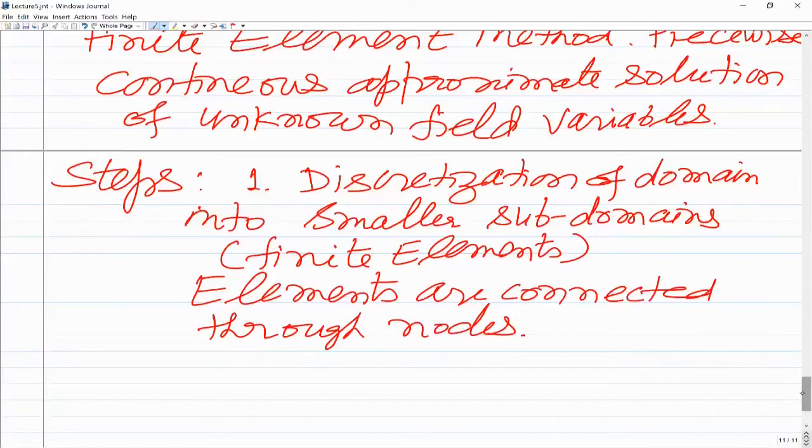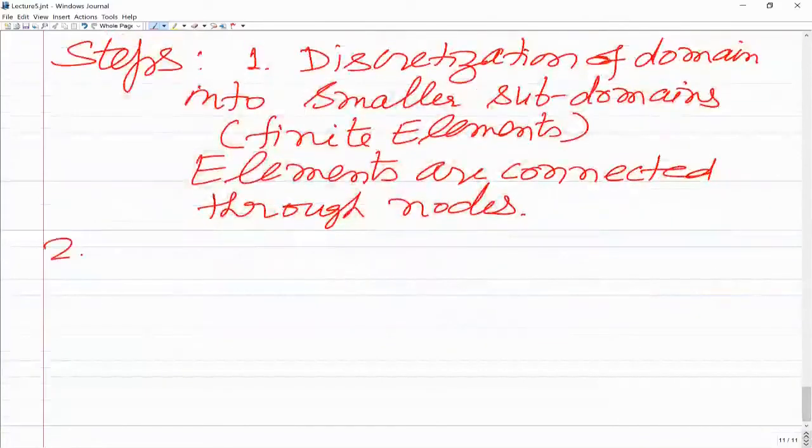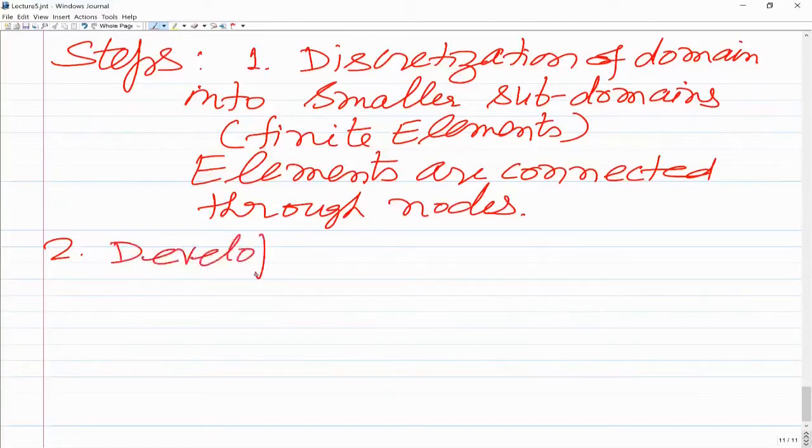So once we do this discretization, the second step is to develop what are known as the element level governing equations. We will have that in the form of a stiffness matrix, the vector of elemental degrees of freedom, and the load vector. So we call that the element level governing equation. So the step is to develop element level governing equations.